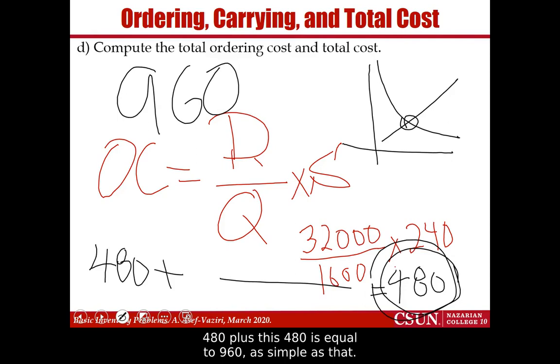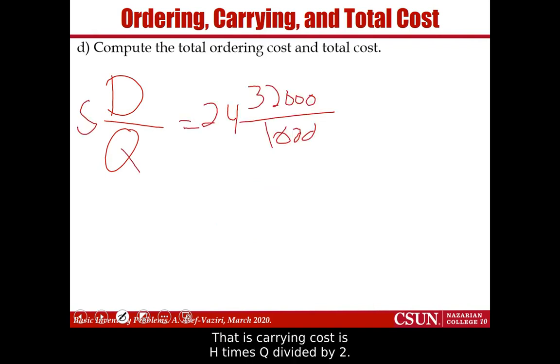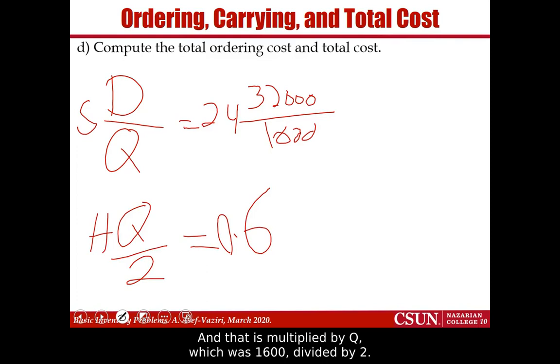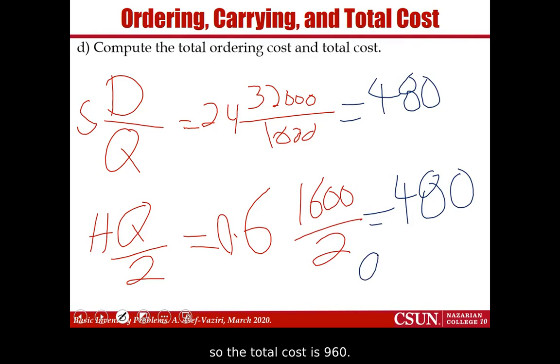As simple as that. Alternatively, D divided by Q, or EOQ, times S. And the carrying cost is H times Q divided by 2, multiplied by Q, which was 1600, divided by 2. This is equal to 480, and this one is equal to 480. So the total cost is 960.